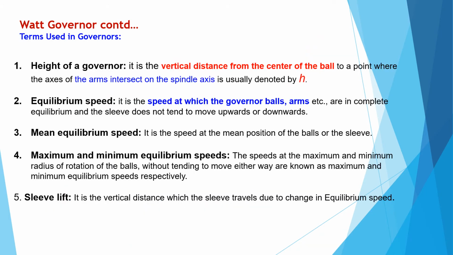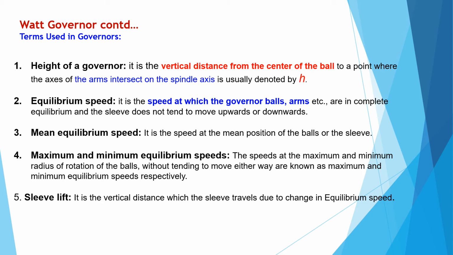Then the terms used in governors. Height of the governor is the vertical distance from the center of the ball to the point where the axis of the arms intersects the spindle axis. Then the equilibrium speed: it is the speed at which the governor balls or arms are in complete equilibrium and the sleeve does not tend to move upward or downward. Then the mean equilibrium speed: it is the speed at the mean position of the balls or the sleeve.